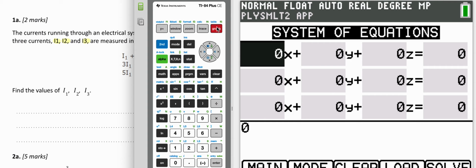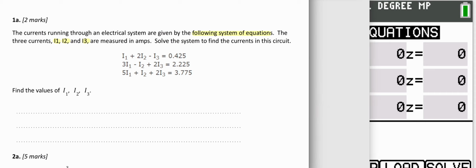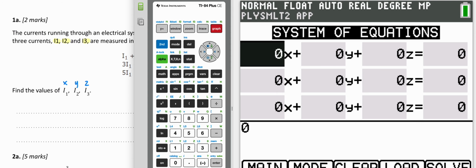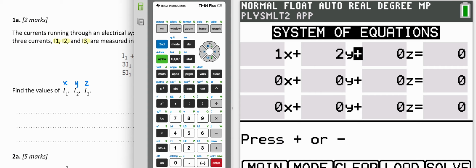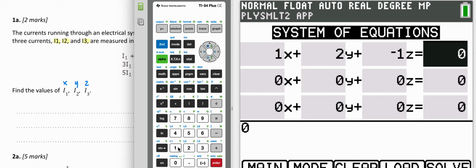And now we're going to type the information in. So we can see that on the first one, we have I1. So let's think of I1 as being X, Y, and then Z. So we have 1X plus 2Y minus 1Z. And we're just going to type that into here. So 1 as my first coefficient, 2, and then -1. So the negative is this button here, don't forget. So -1.